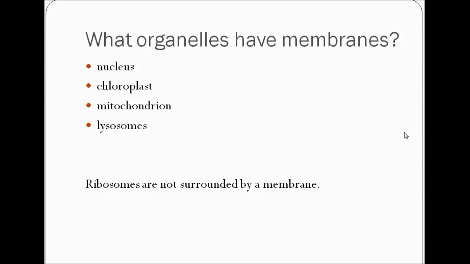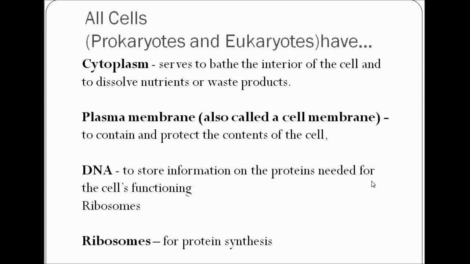So what organelles have membranes, in summary? The main ones we've talked about are the nucleus, chloroplast, mitochondria, and lysosomes, and there's probably more. But the one I wanted to bring to your attention is that ribosomes don't have a membrane. It's kind of an odd thing, but they do not.